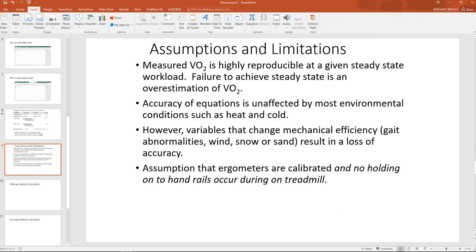There's a few assumptions and limitations with this. So measured VO2 is highly reproducible at a given steady state workload, so that someone is at a steady state, they're not changing their speed all of the time. Regarding accuracy of the equations, it doesn't really matter how hot or cold it is outside; these equations still work relatively well. For mechanical efficiency and gait abnormalities, you don't do anything that makes your gait wildly uneconomical or inefficient. And also assuming that the ergometers, like our cycle ergometers, our bikes, or our treadmills, are actually calibrated.